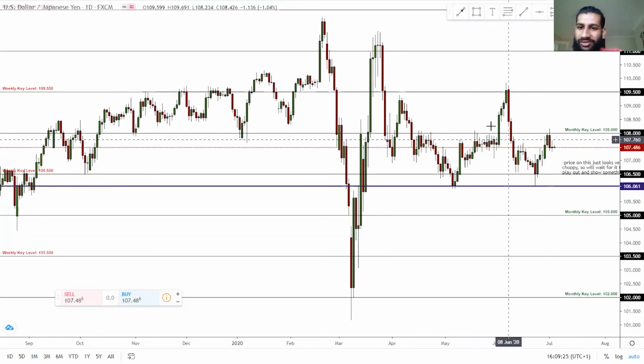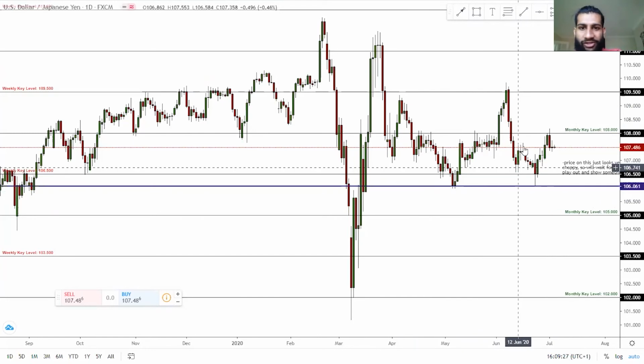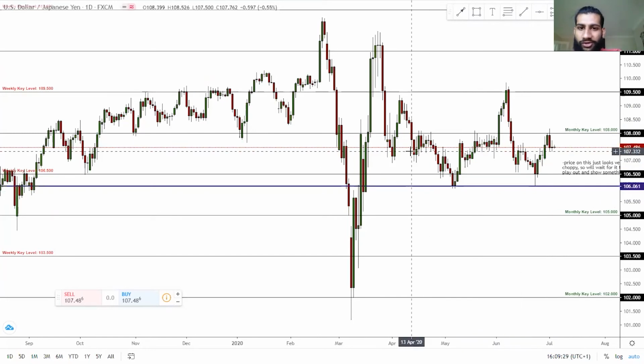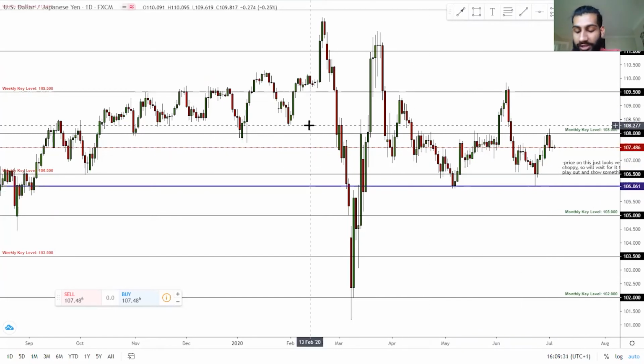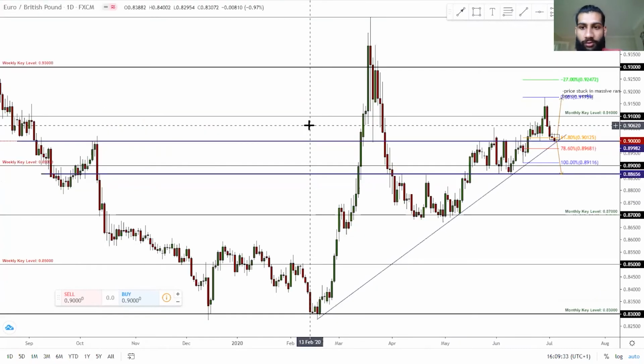USD JPY, for me, all I see is choppiness, right? I don't see real structure or anything going on over here, so I'm just going to leave this one alone. I'm not even going to bother.